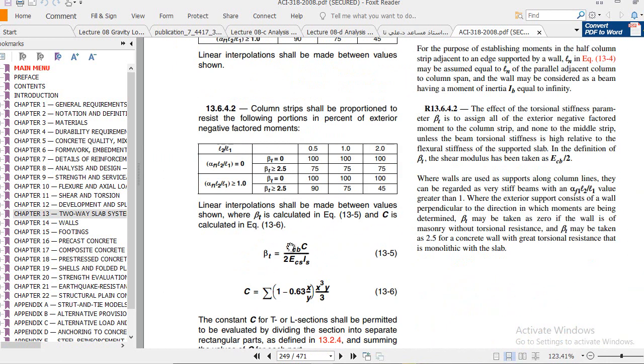So here you see beta T is Ecb times C divided by 2 Ecs. We already calculated C, and Ecb and Ecs are constant, so simply beta T equals C divided by 2 times Is. C is calculated for the T section, already we did it, and for the L section or for the H beam we already calculated this one, and Is is also already calculated.